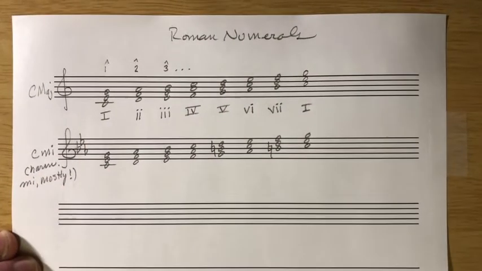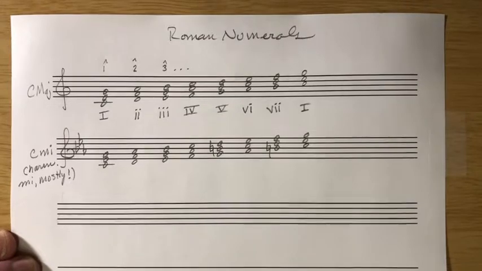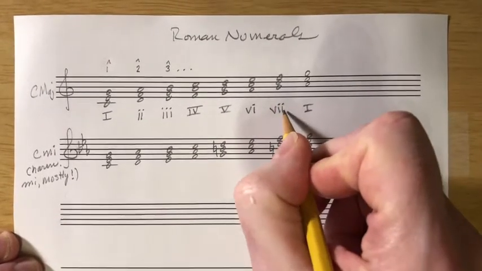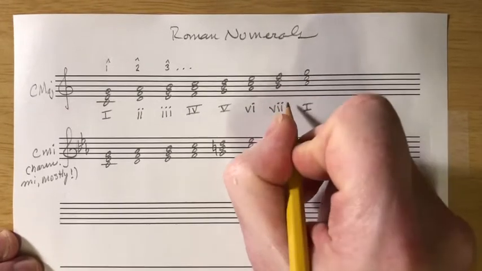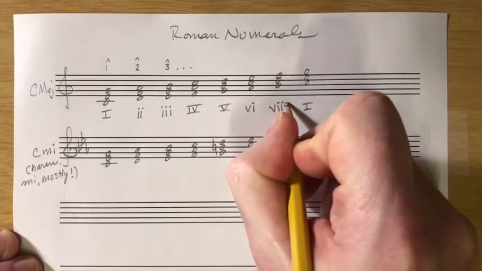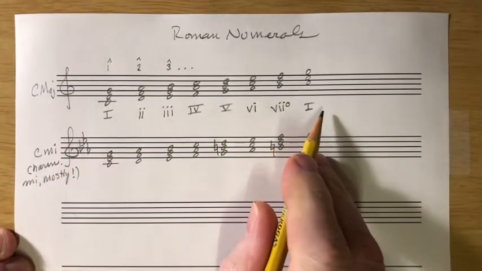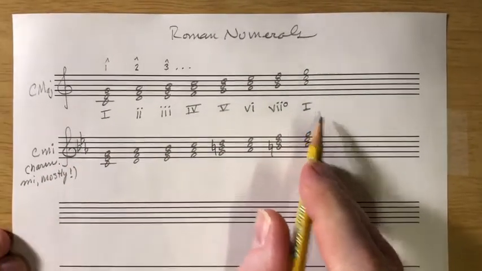Are any of these triads something else? Is there a diminished triad in this pattern? Yes, there is. If we look at the 7 triad, B, D, F, that has a diminished quality. So we'll put the little circle by that. And now we have the complete set of triads that you get from the major scale.